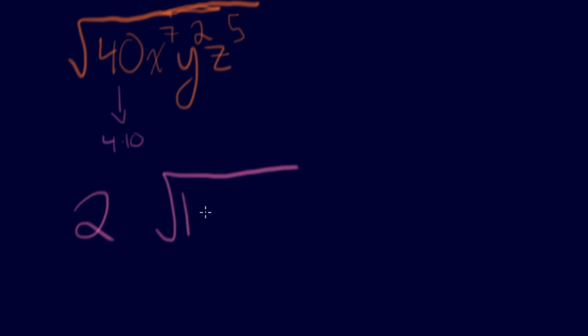And 10 is going to stay on the inside. Well, we still have all of this stuff to deal with. Deal with each letter individually. The square root of 7, of a 7 exponent. So I'm going to divide by the index, which is 2. 7 divided by 2 is 3, remainder 1. So 3 are going to go on the outside, and it's going to leave 1 on the inside.